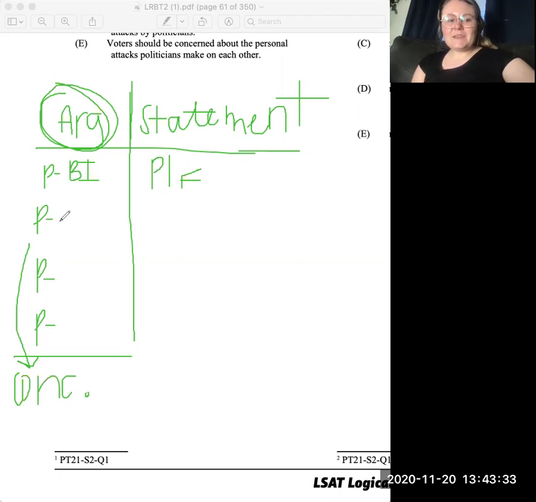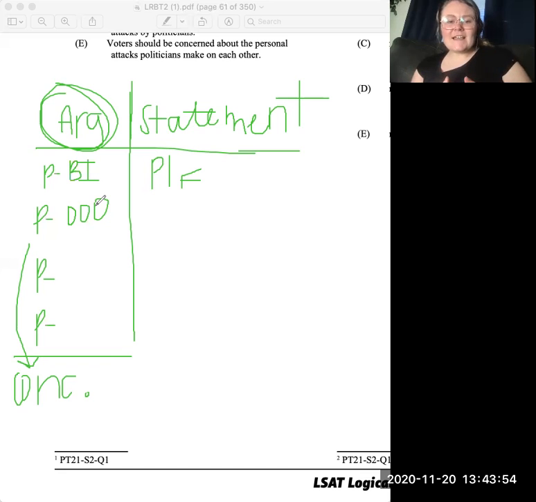A premise can be an opinion of others. So this was in the one that we just did, when it said most voters pay them scant attention. Like we aren't really debating that. We're not trying to prove it. We just accept that as true.